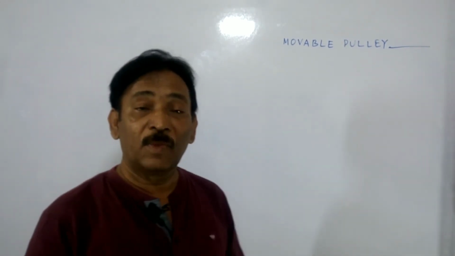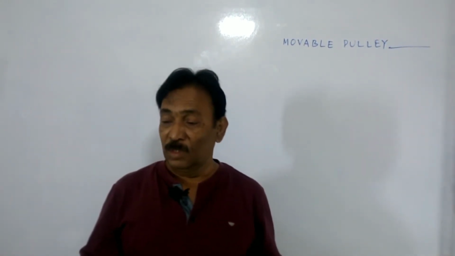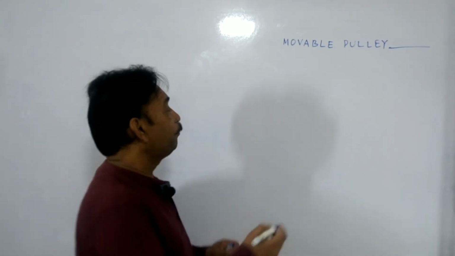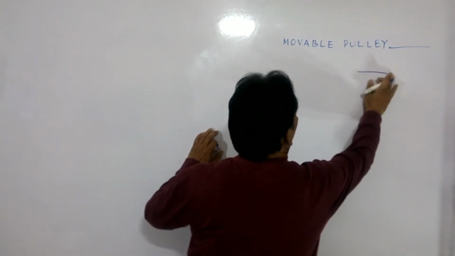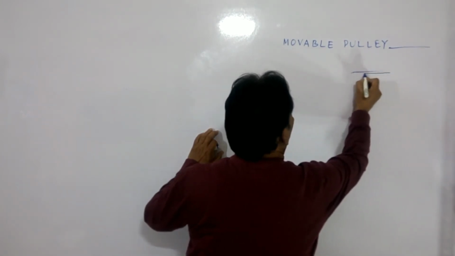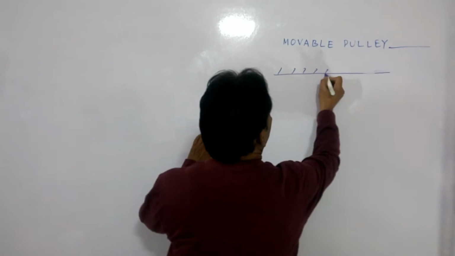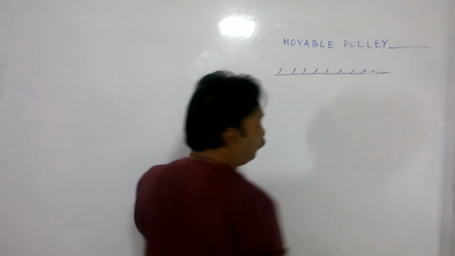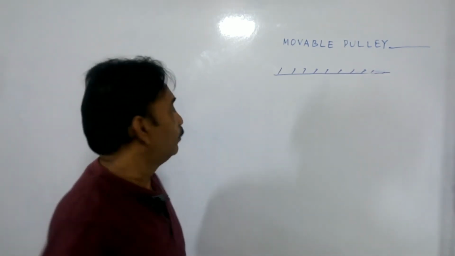Friends, right now we did a 2 pulley system. Now we are going to do a 3 pulley system. Okay, let's say it's a rigid support. Okay, students, from where we are suspending the system.